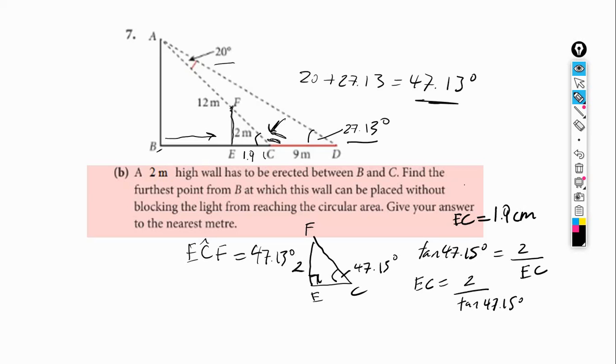Now, what is going to be then the answer? Because they're asking us the furthest point from B at which this wall can be placed. So what is BE? So BE is simply going to equal 10 minus the length we just found, which is 1.9, and this equals 8.1. But they say give your answer in the nearest meter. So that means that BE in the nearest meter would be 8 meters.